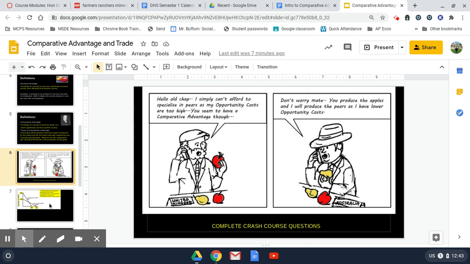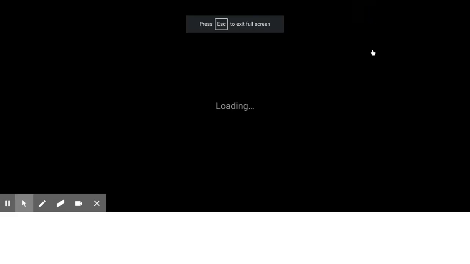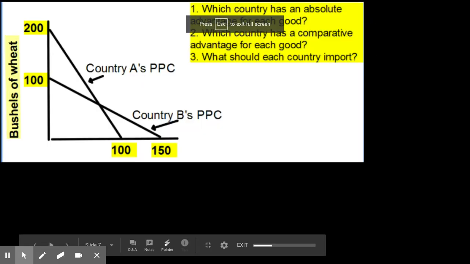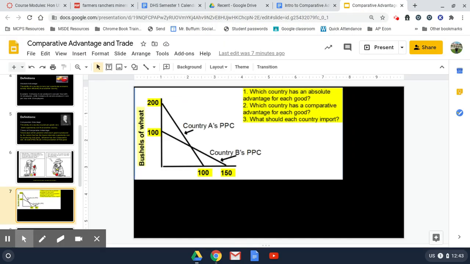Okay, continuing on. Here's an example, which is a common thing we're going to see in this class. We've got country A, who can make 200 bushels of wheat or 100 of something else. And we have country B, who can make 100 bushels of wheat and 150 of something else.